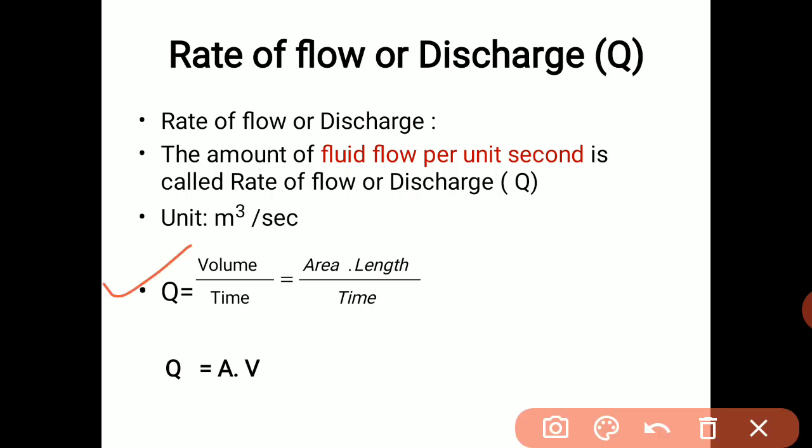Discharge Q is equal to volume upon time. Volume is nothing but area into length upon time. Now length upon time, or distance upon time, is the velocity. So that's why Q is equal to area into velocity. Have you understood? So basically Q is equal to AV, area into velocity, and the unit is meter cube per second.